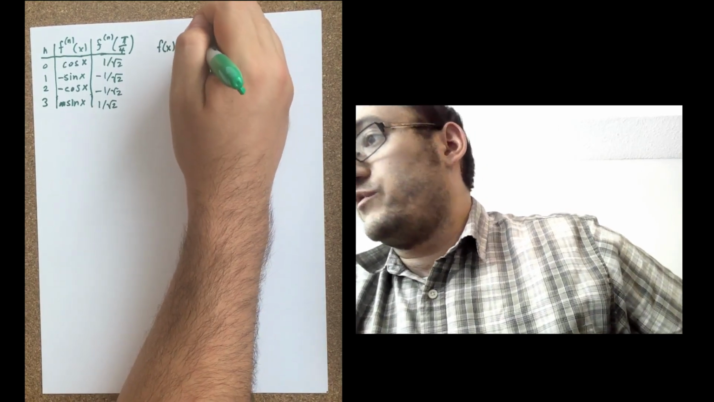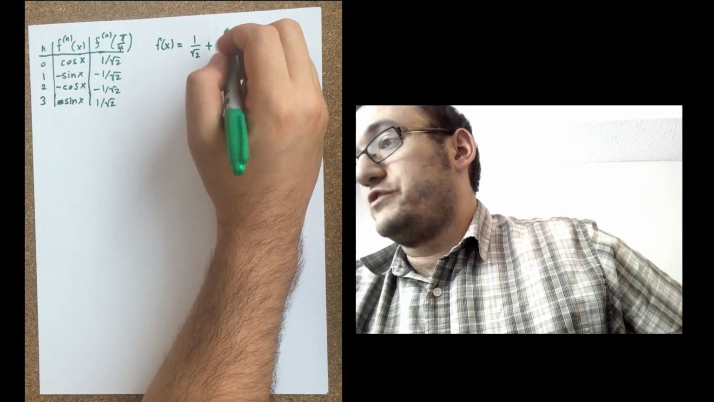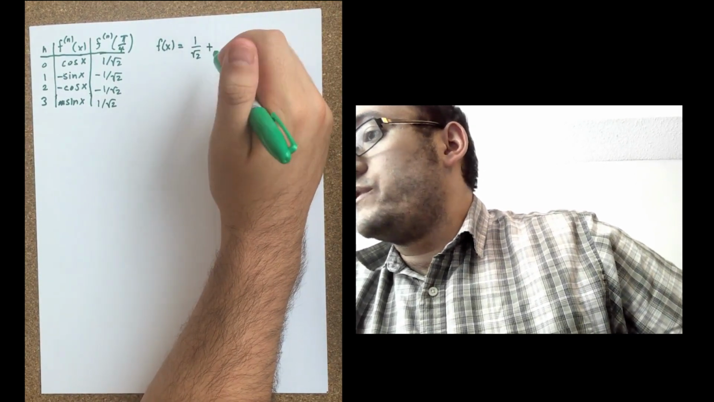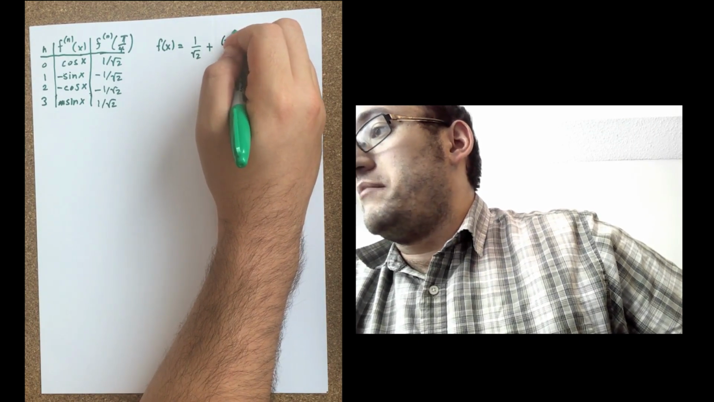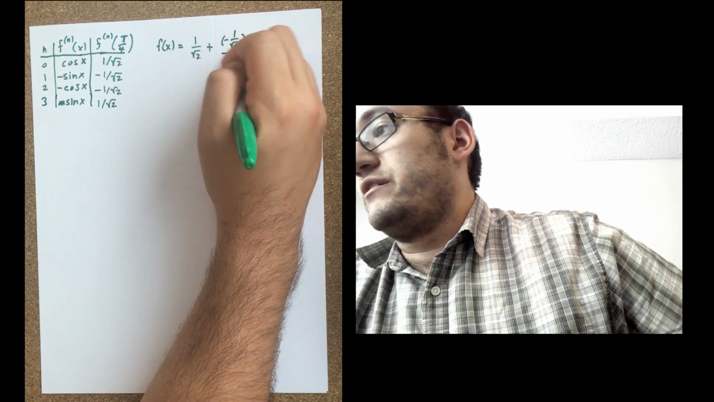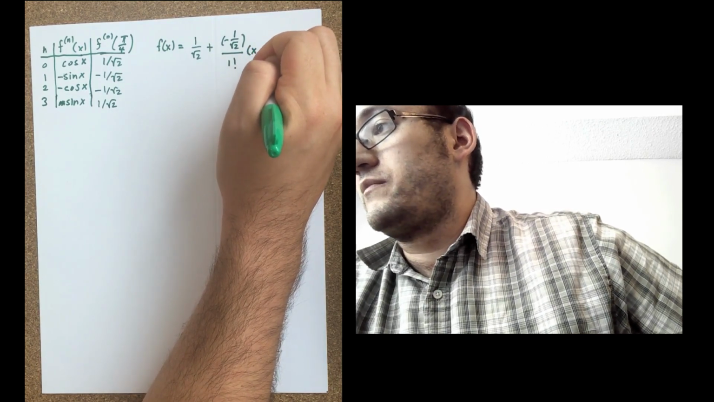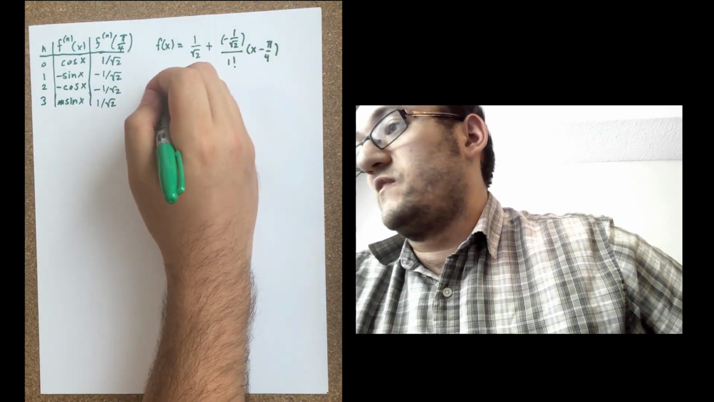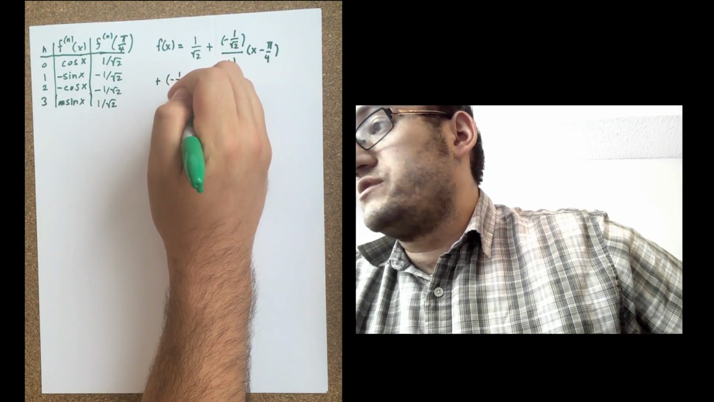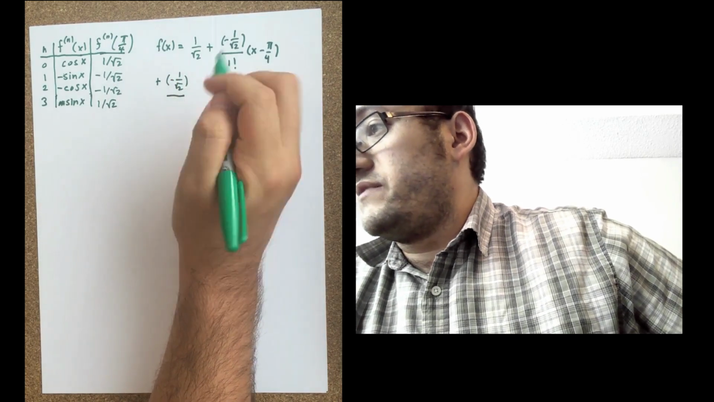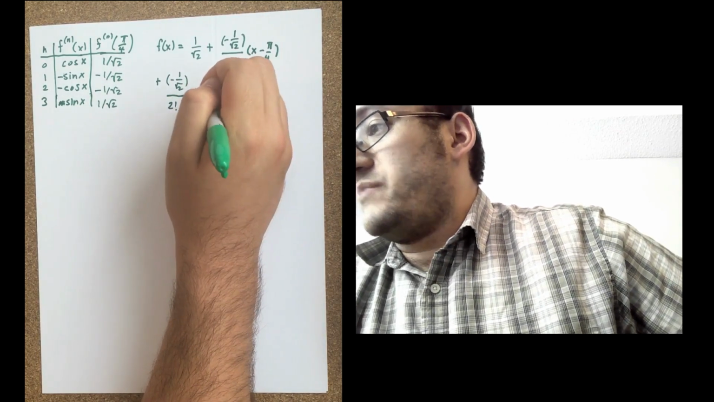the 0th term will be 1 over the square root of 2, followed by the first term, the n equals 1 term, which will be, so it's the minus 1 over the square root of 2, that value, divided by 1 factorial times x minus pi over 4. Okay, now the n equals 2 term will be minus 1 over square root of 2 divided by 2 factorial times x minus pi over 4 squared.